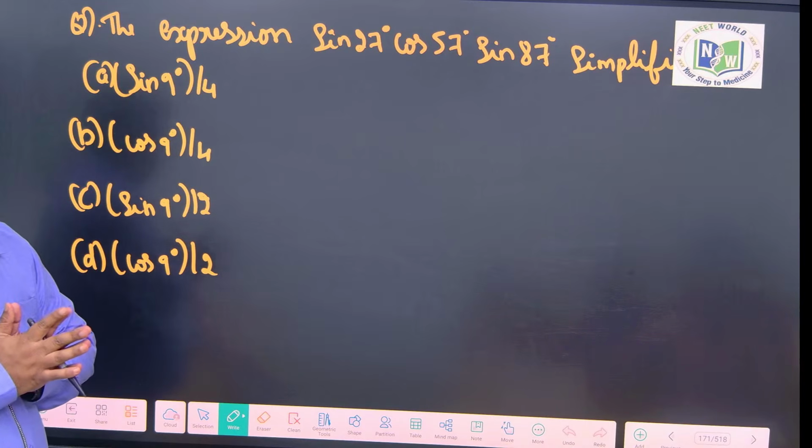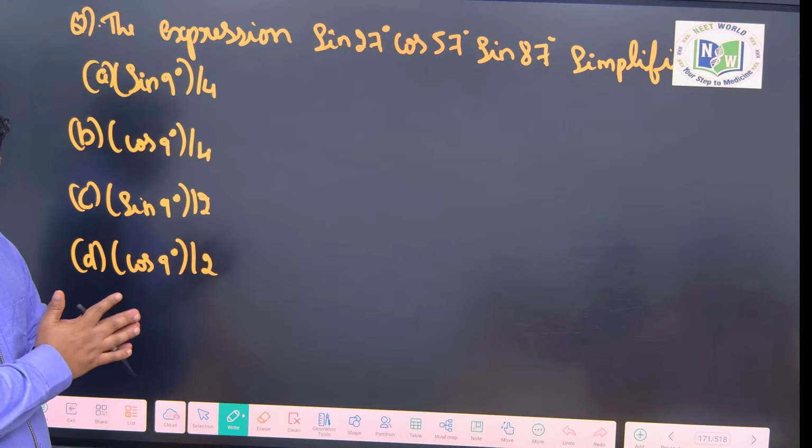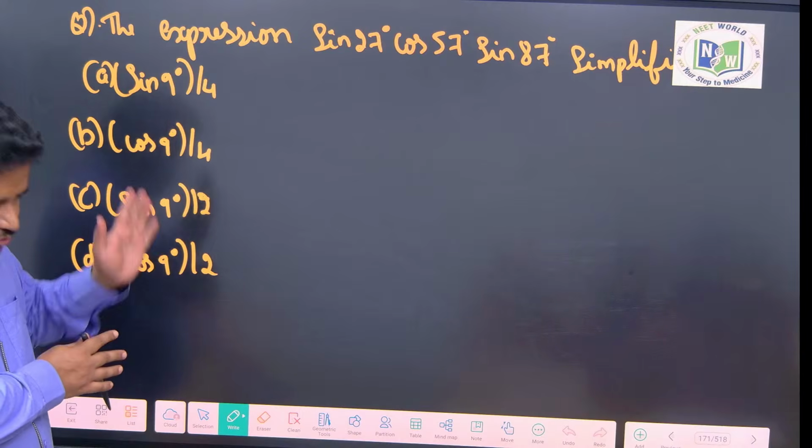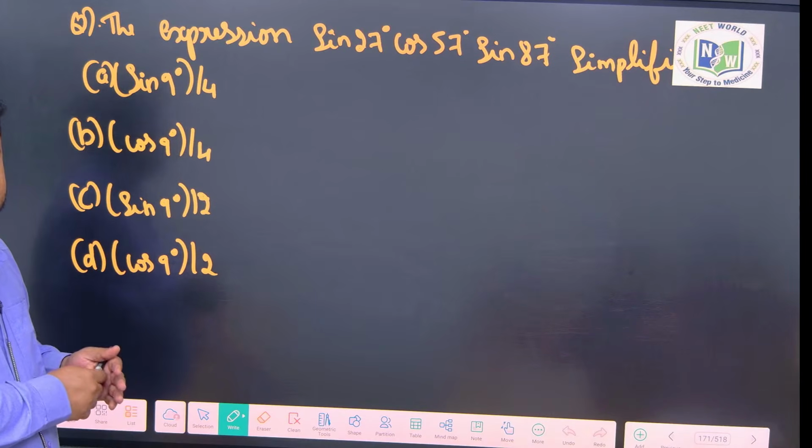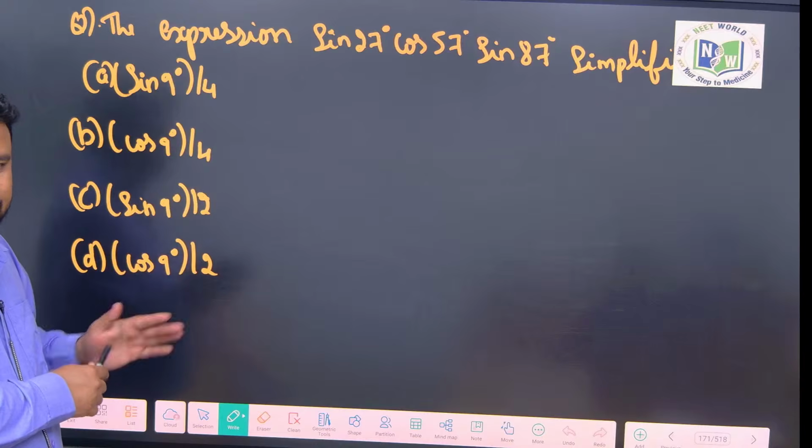Are you able to understand, you people? When it comes to maths, I am asking, am I going fast? So trigonometry we will learn in depth. Other chapters also we will learn, but it will be a little fast because the basics will be strong, as we will be using them.